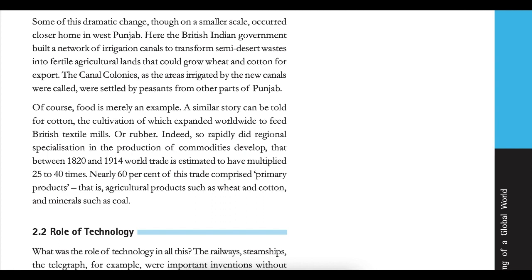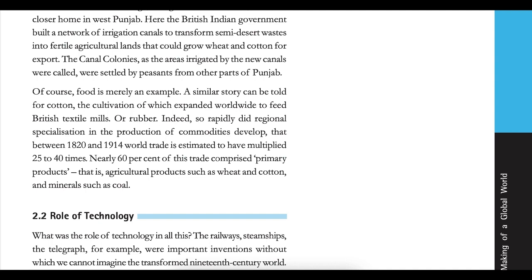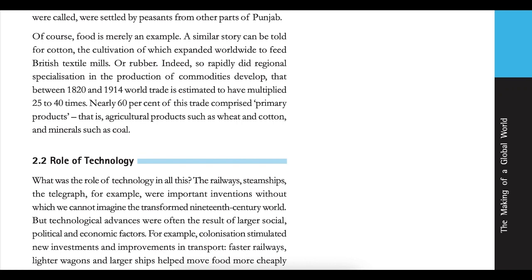The canal colonies, as the areas irrigated by the new canals were called, were settled by peasants from other parts of Punjab. Of course, food is merely an example. A similar story can be told for cotton, the cultivation of which expanded worldwide to feed British textile mills. Or rubber. Indeed, so rapidly did regional specialization in the production of commodities develop that between 1820 and 1914, world trade is estimated to have multiplied 25 to 40 times.